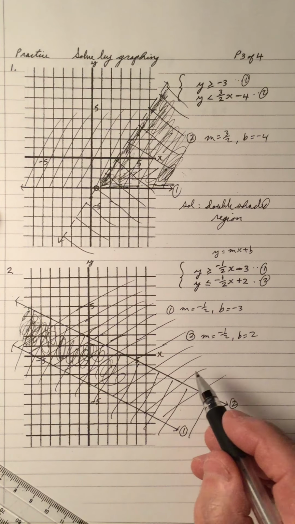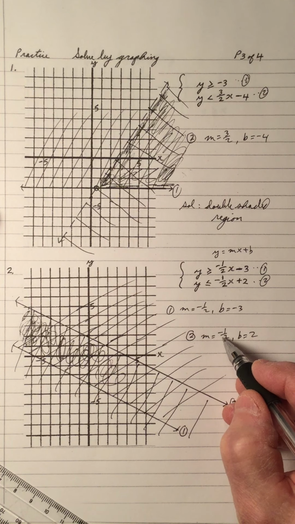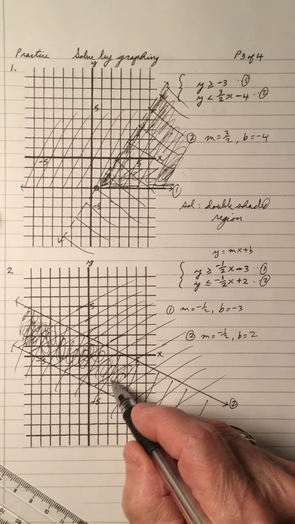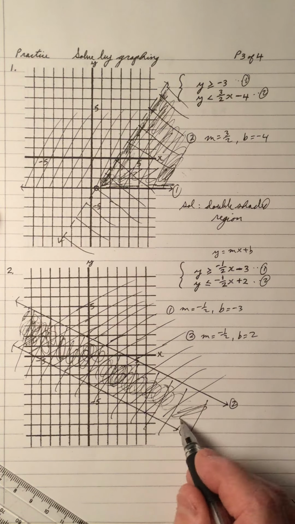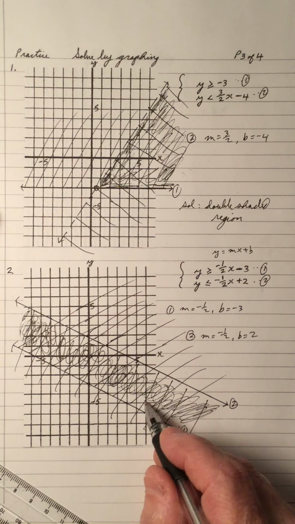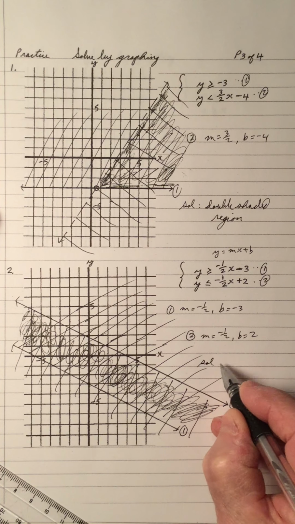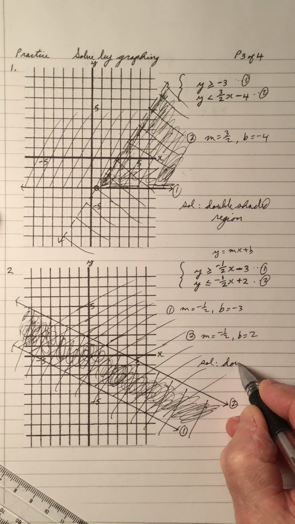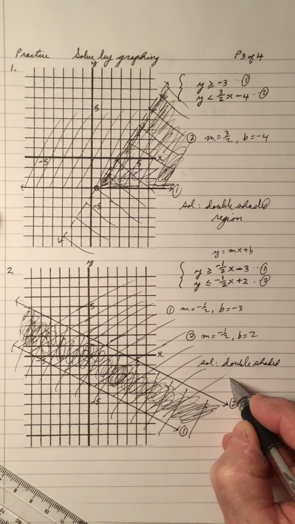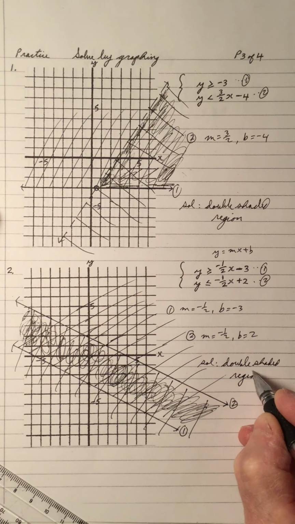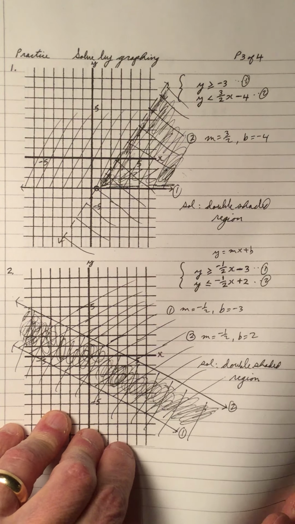But did you notice that these two lines are parallel? Because these two slopes are equal, these two lines are parallel to each other. So we're really shading in like a runway or a highway, a strip between these two parallel lines. So the solution is, again, the double shaded region.